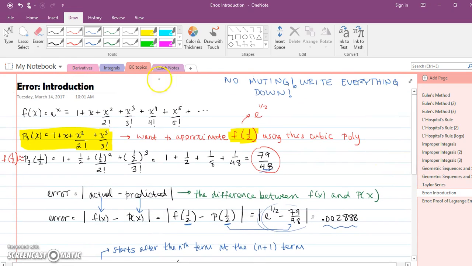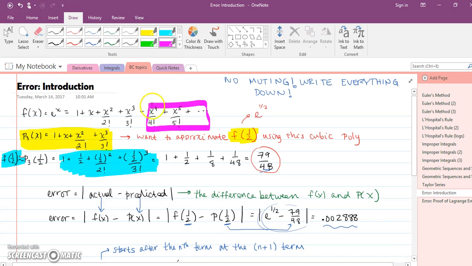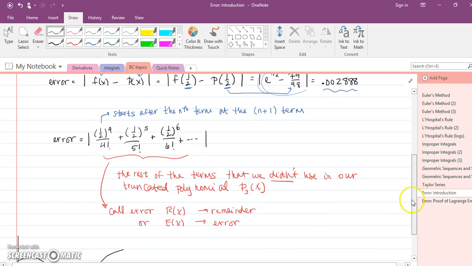The reason that your polynomial approximation, which is this, is not the actual value of f of 1/2 is because you cut off all of these guys, starting at x to the 4th and going on. If you hadn't truncated it and if you'd included all these, it would have been exact. But because you chopped it right there and you got rid of all these guys, that's why it's not the same. So all those terms added up is the error. It's another way of thinking about the error. It's all the remaining terms.